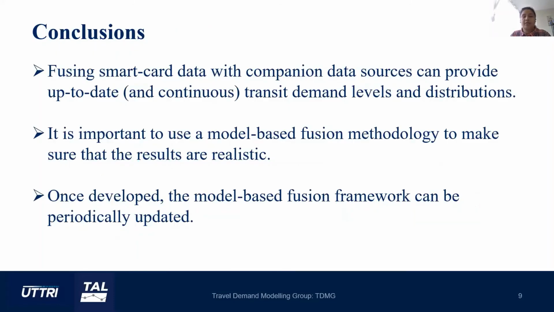So this kind of proved that smart card data can provide up-to-date and almost continuous transit demand levels and distributions, but it needs to be incorporated or fused with appropriate companion data sources. Also, it is important to use a model-based fusion method rather than rules and heuristics to make sure the results are realistic.